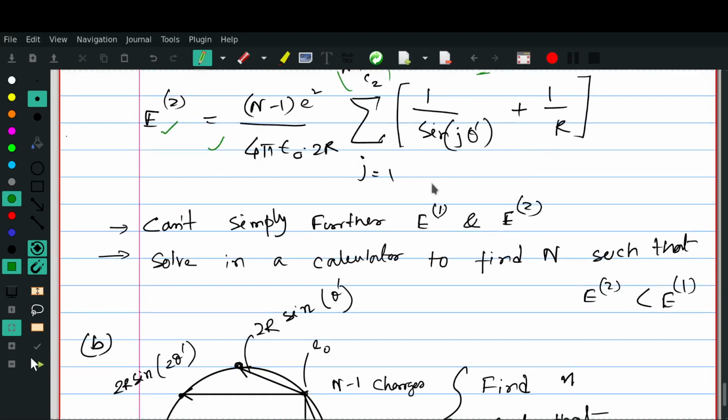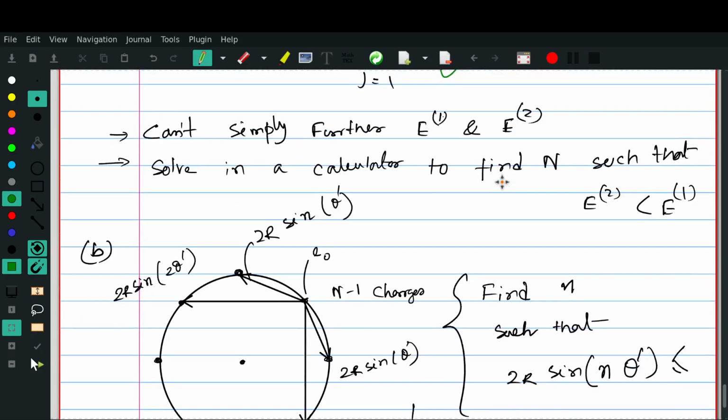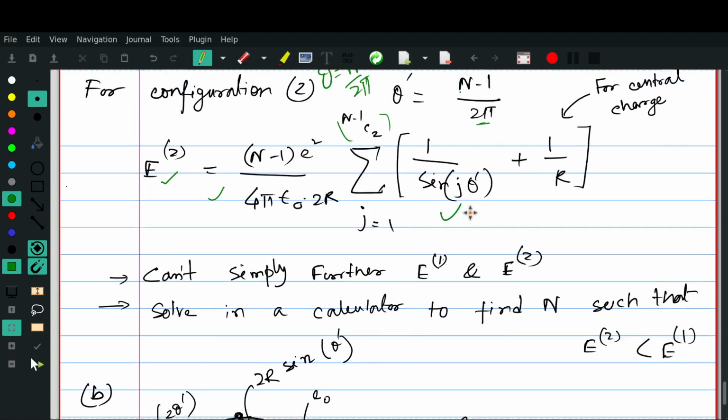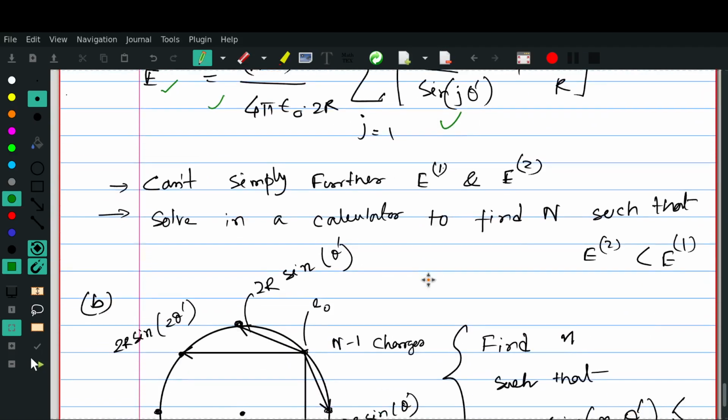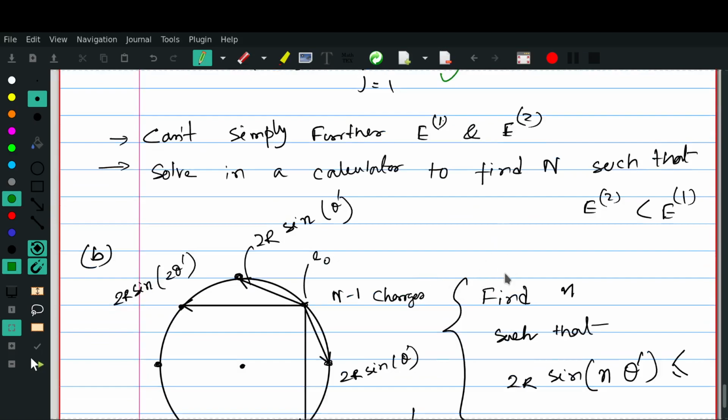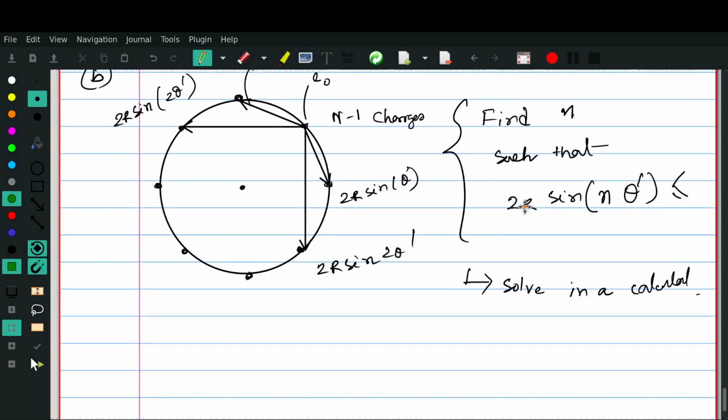But you cannot directly sum over this 1 by sine. There is no way to do it by hand. You will have to use some sort of calculator. So you find a calculator and try to make a table out of this. You tally these two energies, and that is the only way to find the n for which the second configuration has lower energy.